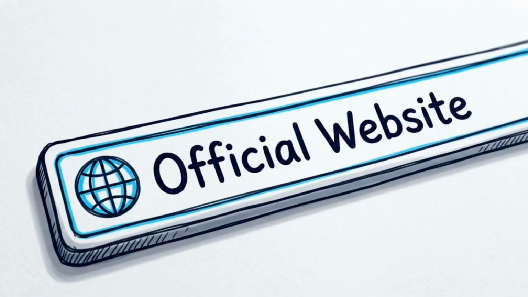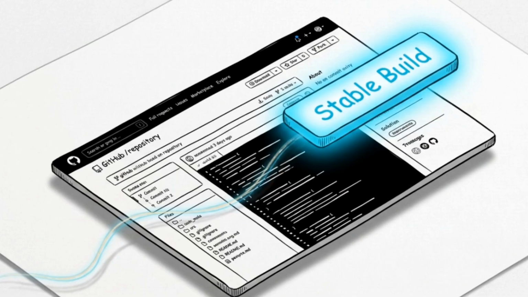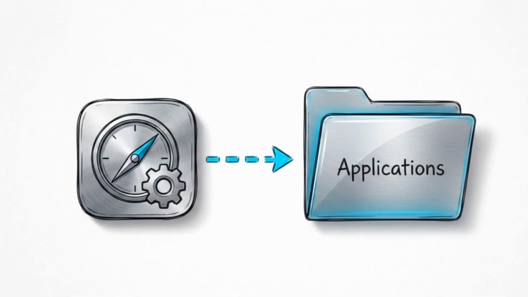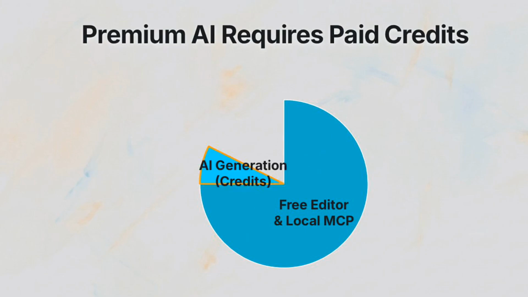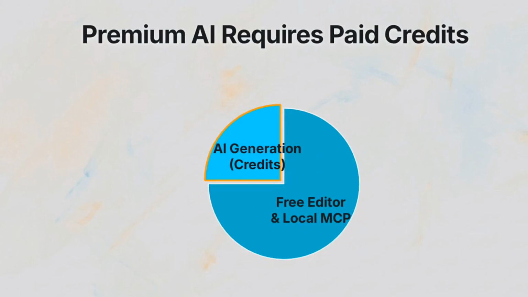Navigate to palmier.io or the project's GitHub repository to download the latest release of the software. Once the download finishes, drag the Palmier Pro application icon into your Mac OS Applications folder. When you first open the app, you can bypass the login screen unless you plan to use paid credits for AI video and image generation.